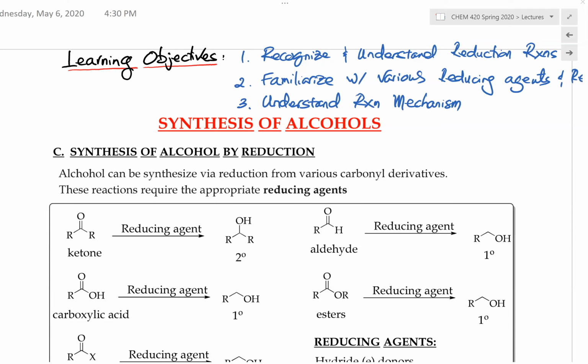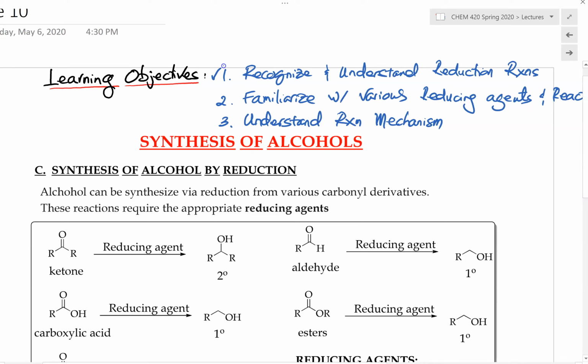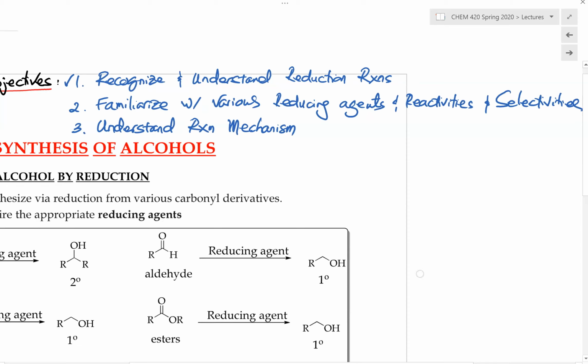Hi, in this lecture video, I'll be discussing the synthesis of alcohol by reduction reactions. There are three learning objectives of this lecture video. First is to recognize and understand the reduction reaction. Second, to familiarize ourselves with the various reducing agents, their reactivity and their selectivities. And third, understand the reaction mechanism of some of these reduction reactions.